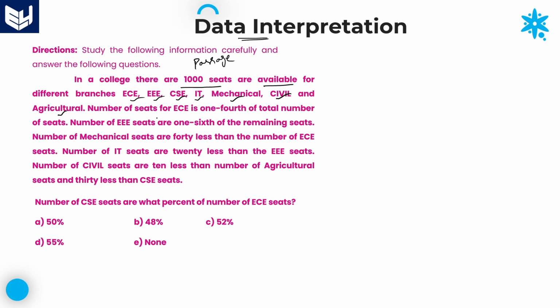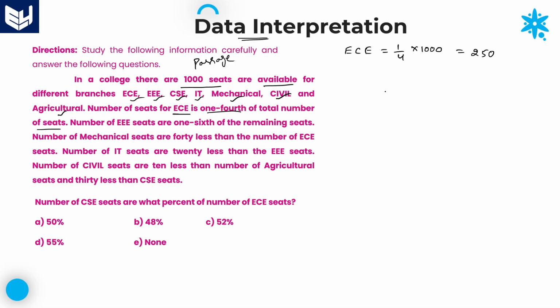Now, in each and every branch, how many seats are available? That information is given as follows. Look at the information once. The number of seats for ECE is 1/4 of the total number of seats. So it is very clear that the number of seats for ECE is equal to 1/4 of the total number of seats available, which is 1,000. 1/4 of 1,000, that value is 250.